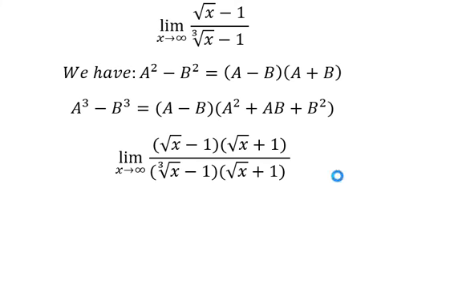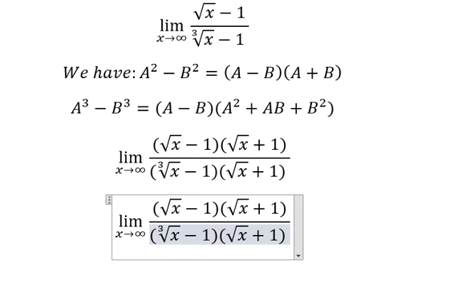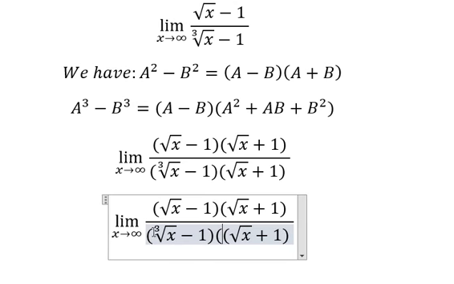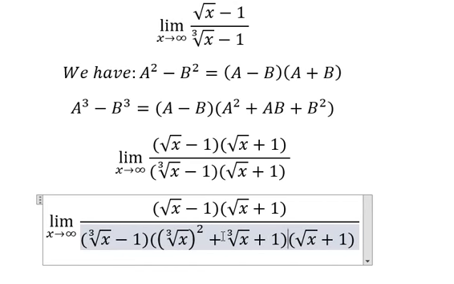Now, if we want to create a³ − b³, we need to multiply by a² + ab + b². So this one we need to create the factor in here. Because we just create another factor, we need to put it on the numerator.